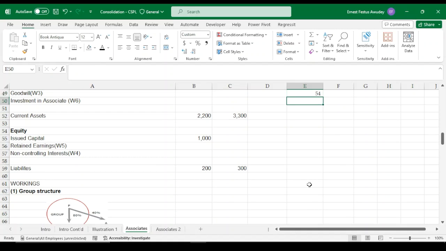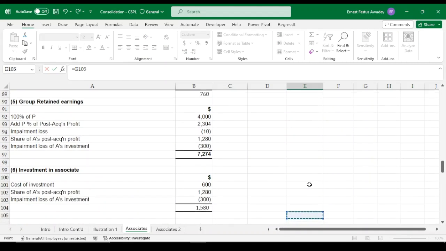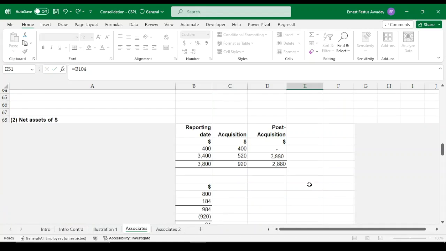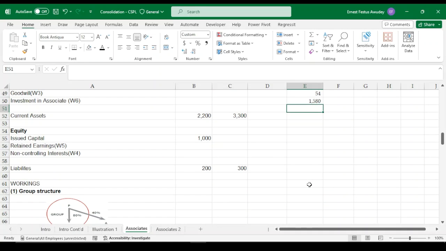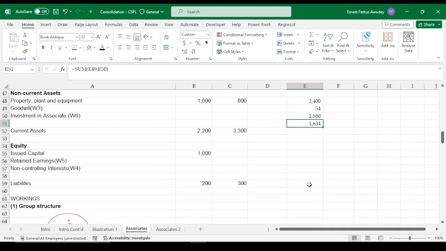And then for my investment in associates, I can also come here and link it from the calculation, which is 1580. And then I can add everything there together using Alt equals, including this particular figure there. So that is our non-current assets figure there.